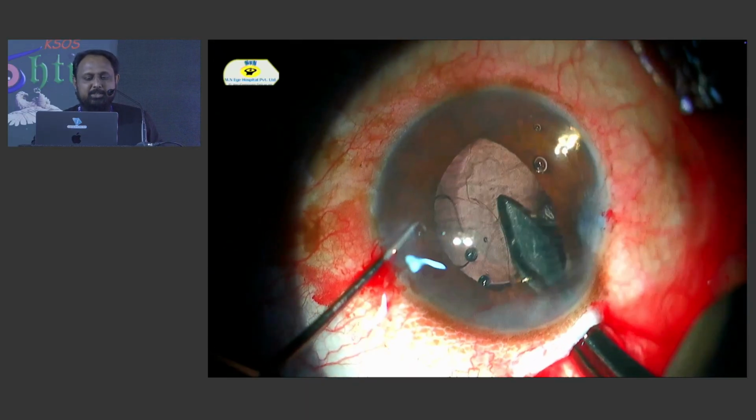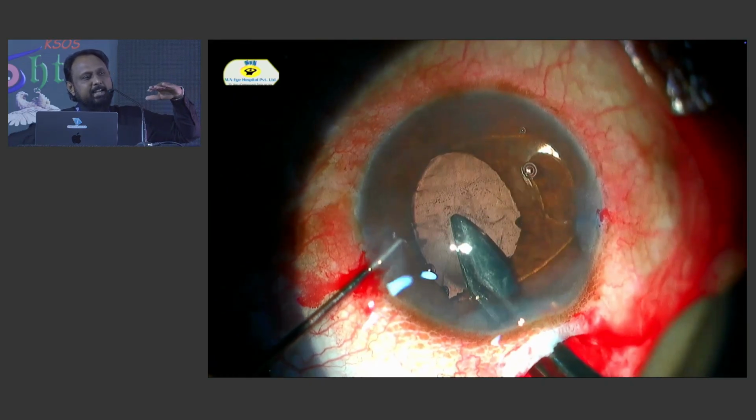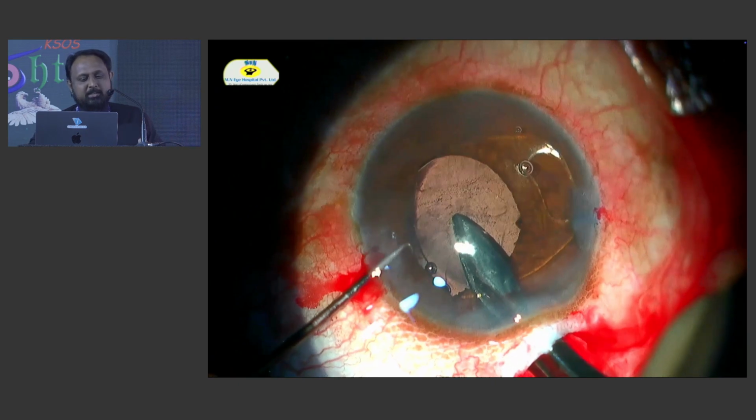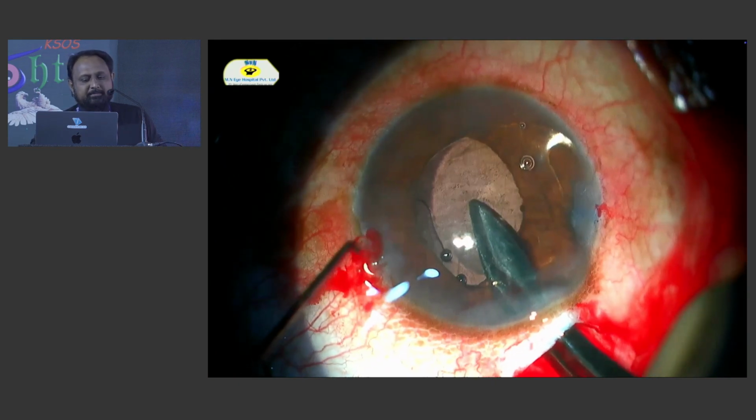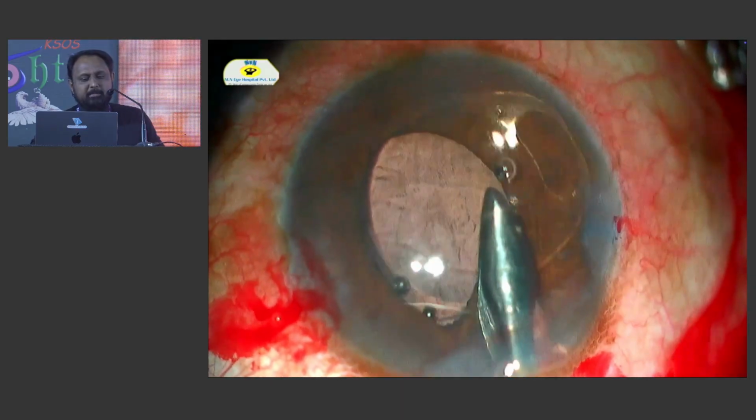The technique that I use here is that my second instrument is already there in the mid periphery of the iris where I want to clip. Then I take the IOL inside, and the right hand goes up, left hand comes down. That avoids you going down and searching for where you want to clip. Then just a mild push, and you will see the dimple.